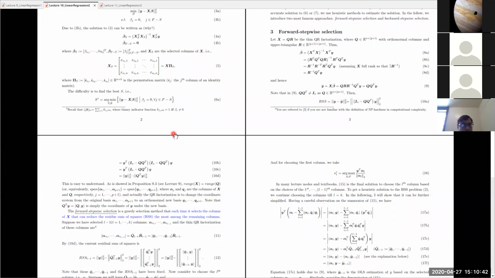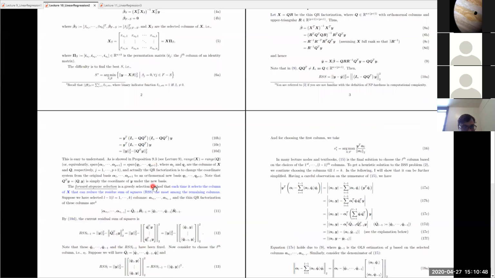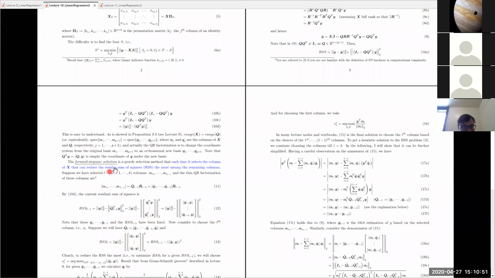After having these mathematical preparations, let's see what exactly forward stepwise selection is. In terms of the principle, forward stepwise selection is a greedy selection method that each time selects the column of X that can reduce the residual sum of squares, RSS, the most. First of all, be careful. This is a heuristic or greedy selection method. I never claim that the forward stepwise selection method will really give you the best subset selection, because if this is true, then you have proved P equals NP. Clearly, it's not. So this is a heuristic method first.